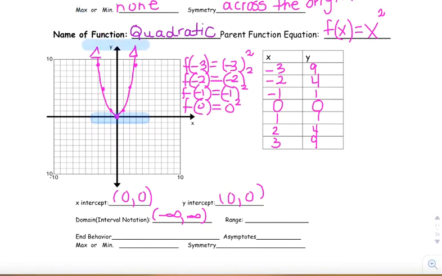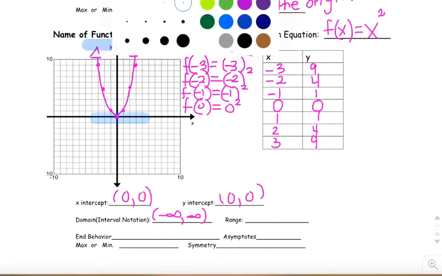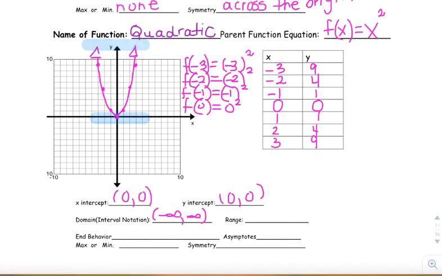So first of all, 0 is a possible y value, so we will go ahead and include it. And then we go on to infinity. Again, we'll come back to end behavior.